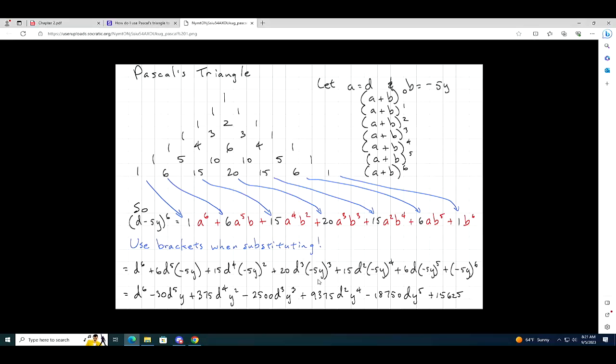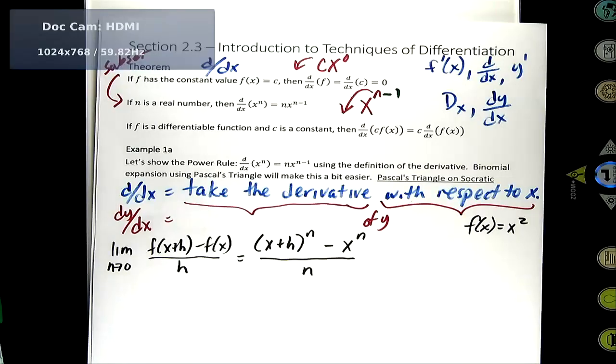Sometimes it's going to take a little more work. Like if you've got negative 5y and you're cubing it, you have to cube it, then multiply it by the coefficient. So it can get a little bit messy. Check it. If you've never seen this before, check it out later on today. Like play with it some. I'm going to show you what we're doing with it here.